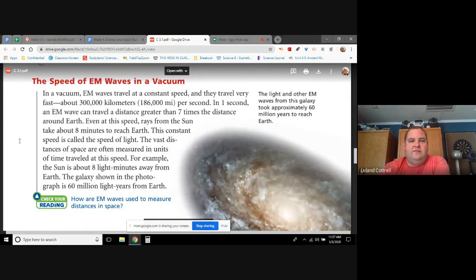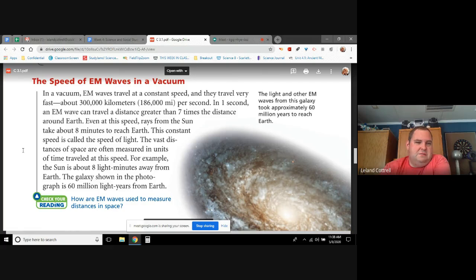The speed of EM waves in a vacuum. In a vacuum, EM waves travel at a constant speed, and they travel very fast, about 300,000 kilometers or 186,000 miles per second. In 1 second, an EM wave can travel a distance greater than 7 times the distance around Earth. Even at this speed, rays from the sun take about 8 minutes to reach Earth. This constant speed is called the speed of light.